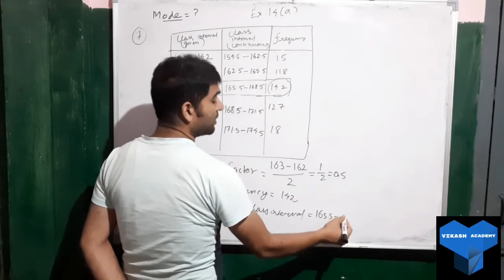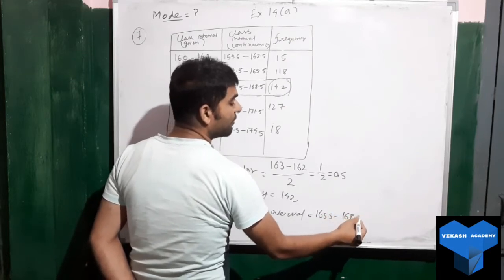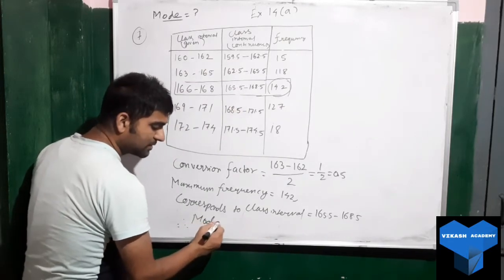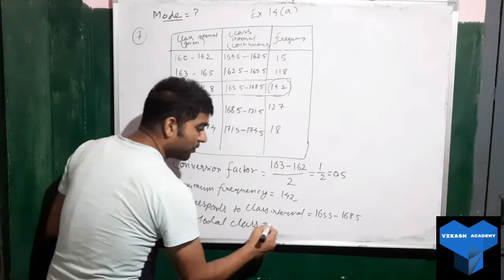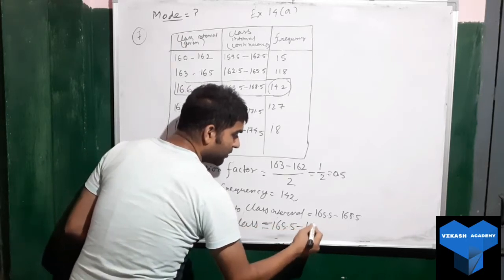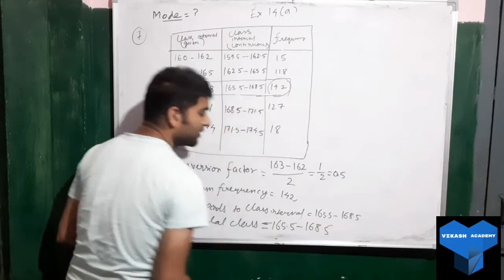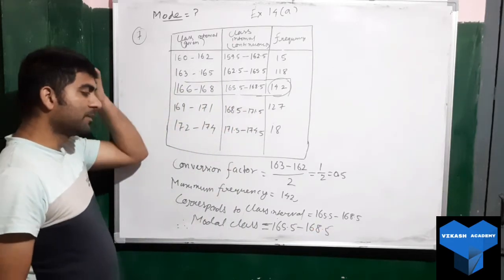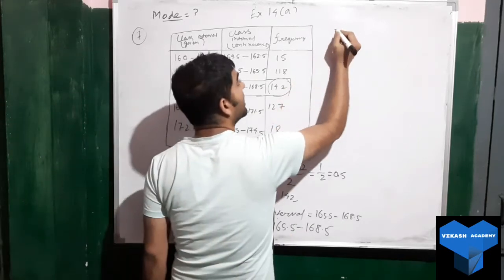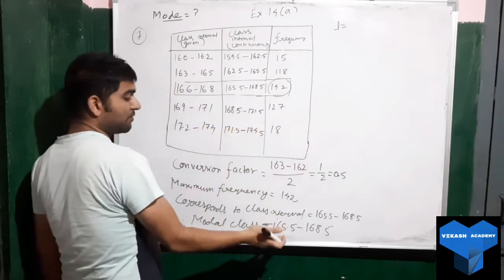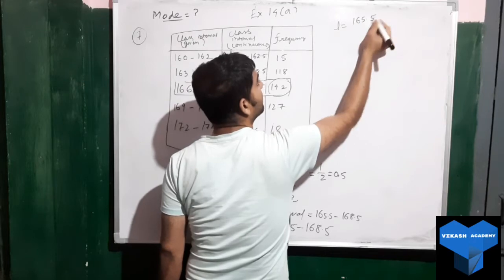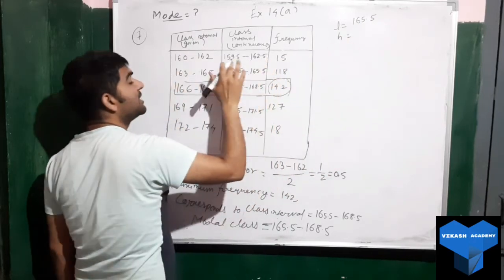165.5 to 168.5. So this is our model class. Model class is equal to 165.5 minus 168.5. Now, what we have to find? A lower limit. Lower limit of model class is this one, right? You will write lower limit is equal to 165.5. Then class size, so upper limit minus lower limit.